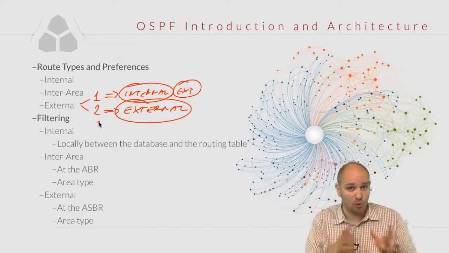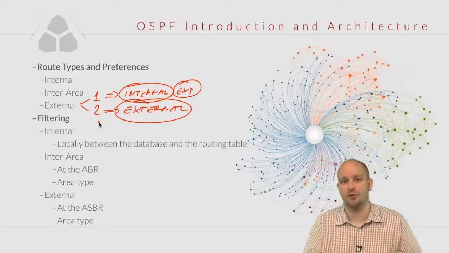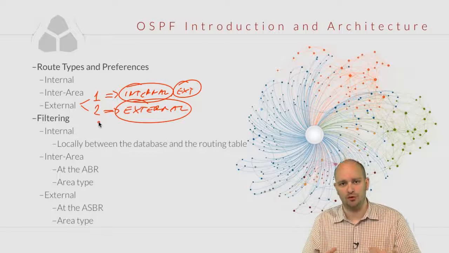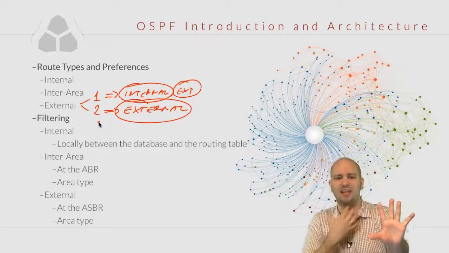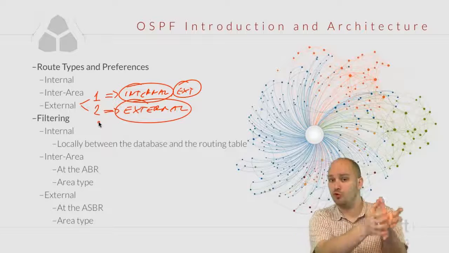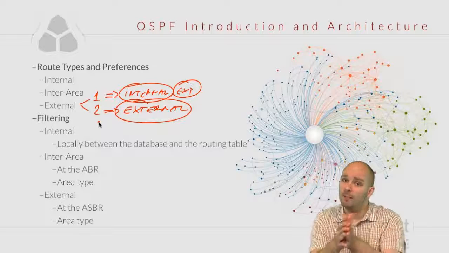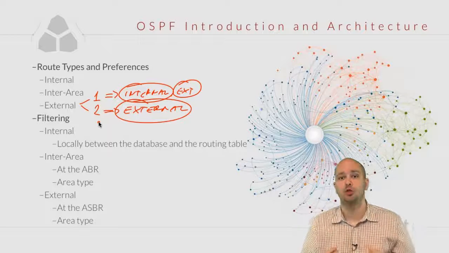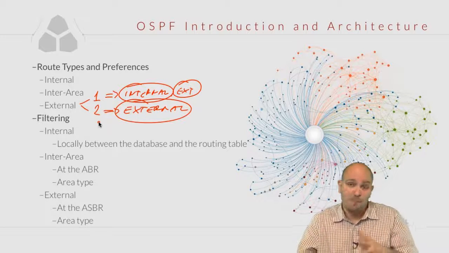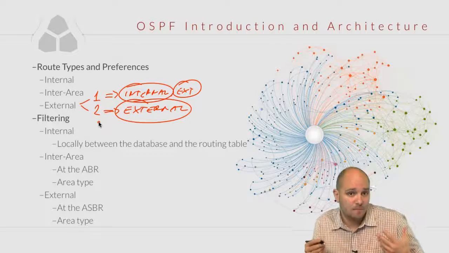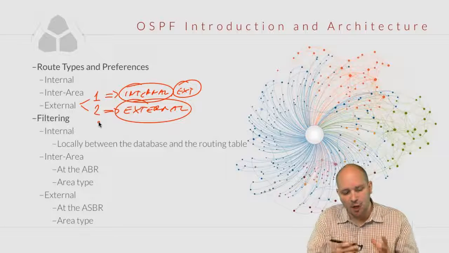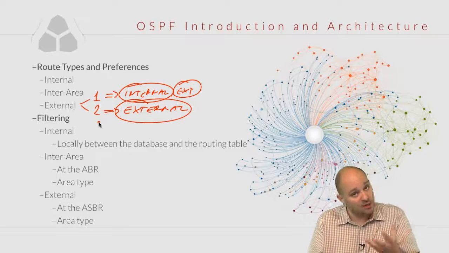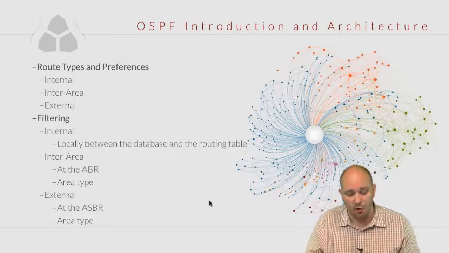So in a case of type 2 metrics for the external routes, we are going to give a little bit more preference to the routes that are cheaper on the outside, but we don't care how much it costs us to actually reach the ABR. But for type 1 metrics, we actually do care what our cost to reach the ABR is. So again, OSPF gives you the capability to give preference to one or the other type of calculation depending on what you are trying to do in your network.